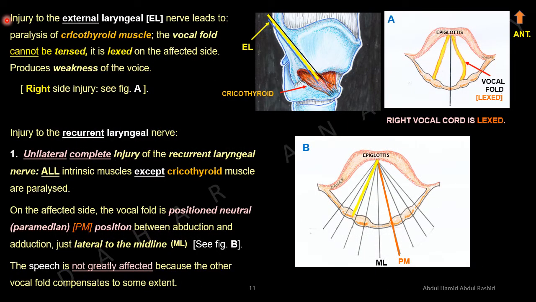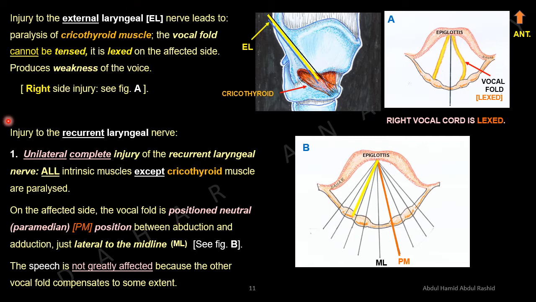First is injury to the external laryngeal nerve. We are going to talk. This is external laryngeal nerve. It supplies the cricothyroid muscles. When this nerve is injured, cricothyroid muscles become paralyzed. Its function is to tense the vocal cords. So once this muscle is paralyzed, the vocal cord on that side cannot be tense, becomes lax. It produces weakness of the voice.